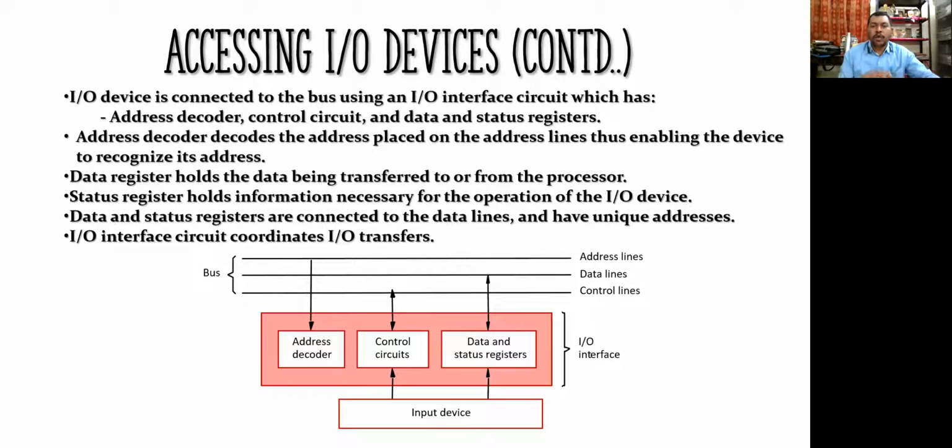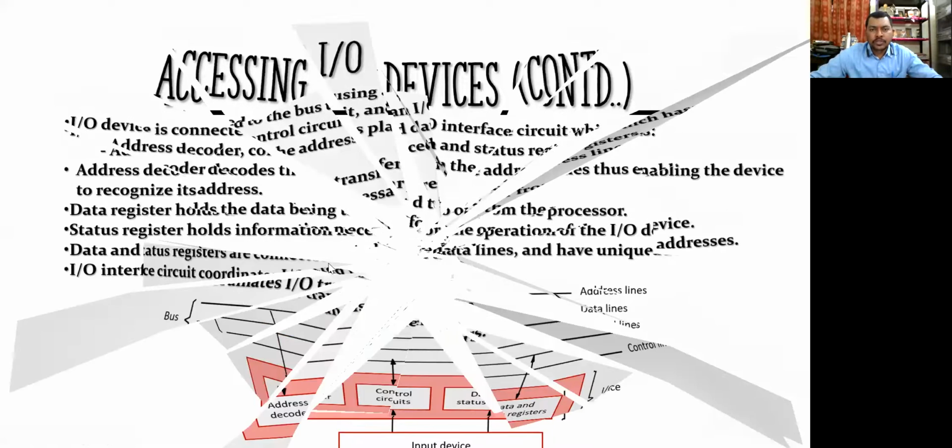Yes, so this is the block level diagram where we can see the blocks: the address decoder, control circuits, and data and status registers. These registers keep the data as well as the status of the lines. The address decoder decodes only the address of that particular input output device, and these are the input devices, and this connects to the microprocessor.